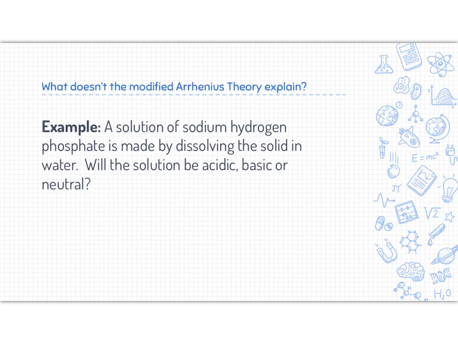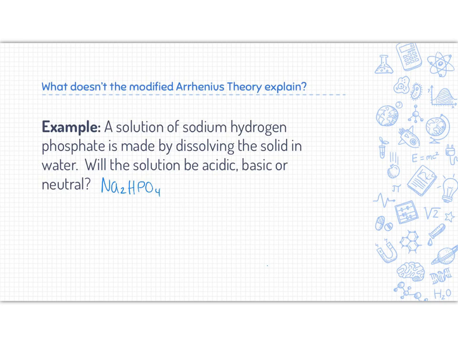A solution of sodium hydrogen phosphate is made by dissolving the solid in water. Will the solution be acidic, basic, or neutral? So sodium hydrogen phosphate, the formula for that is Na2HPO4.